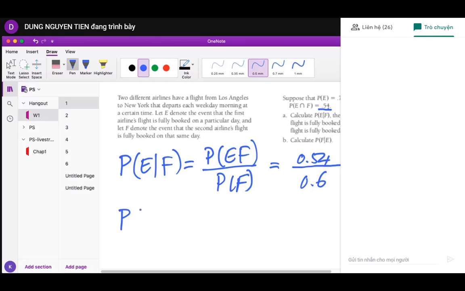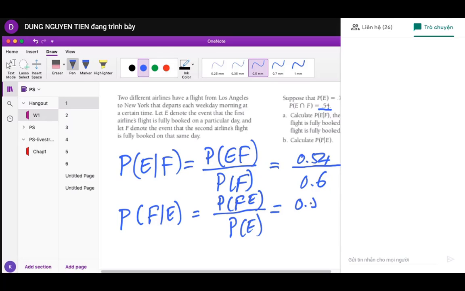Second, you want to find the conditional probability of F given E. So you get the joint probability of FE, which is the same as EF, divided by the probability of E. And this is 0.54 divided by 0.7. So after that, you get something like 0.77, that you got. I think exactly the same value.